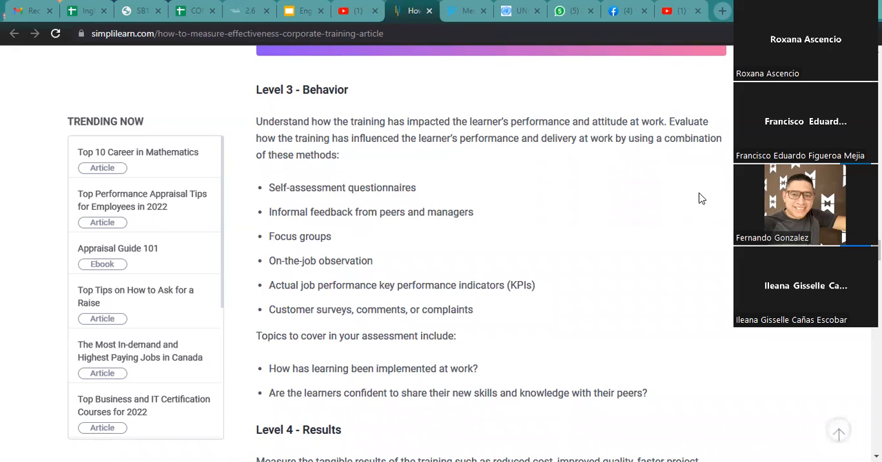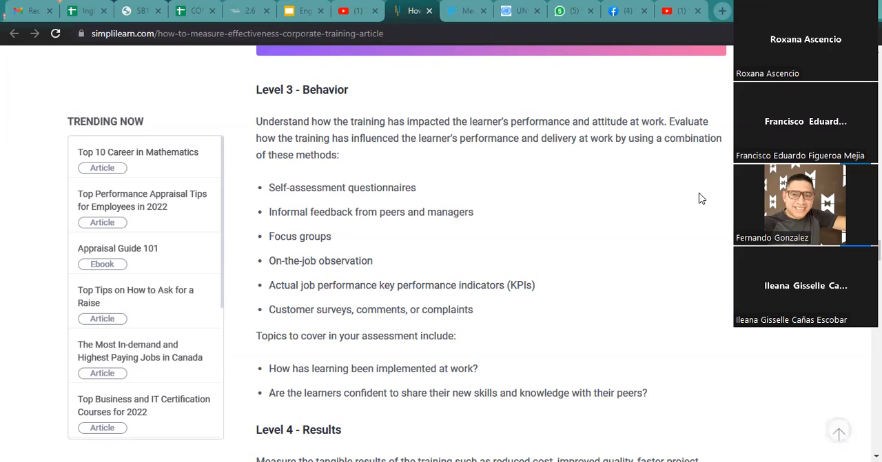Level three, behavior. Understand how the training has impacted the learner's performance and attitude at work. Evaluate how the training has influenced the learner's performance and delivery at work by using a combination of these methods. Self-assessment questionnaires, informal feedback from peers and managers, focus group, on the job observation, okay. Actual job performance, key performance indicators, KPIs.